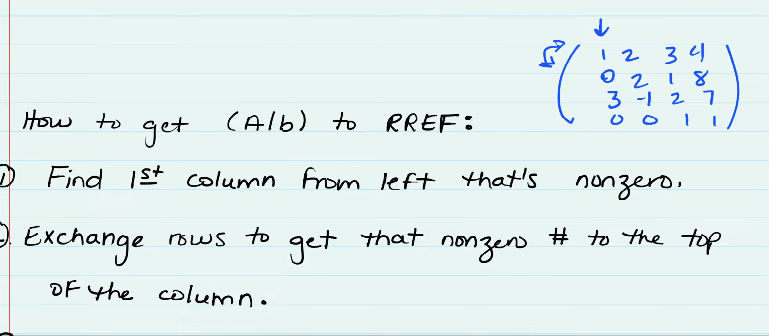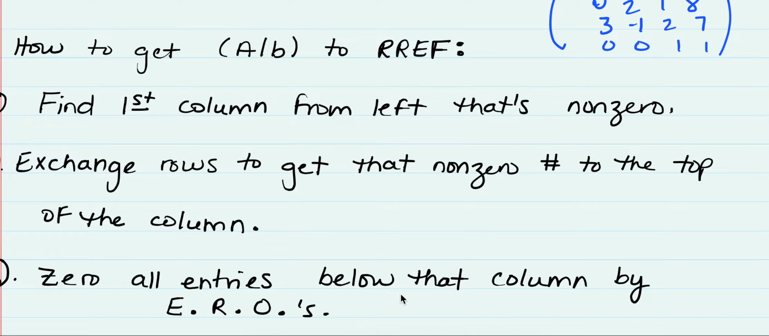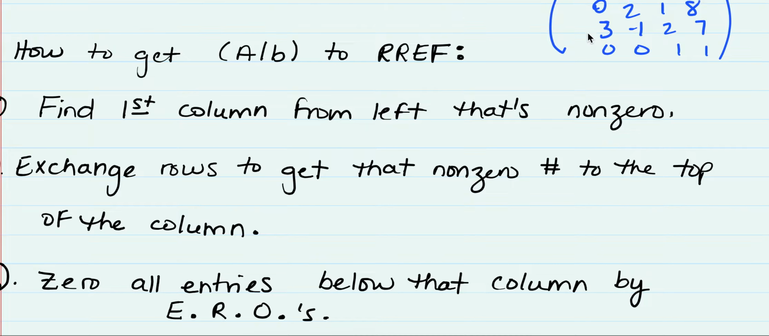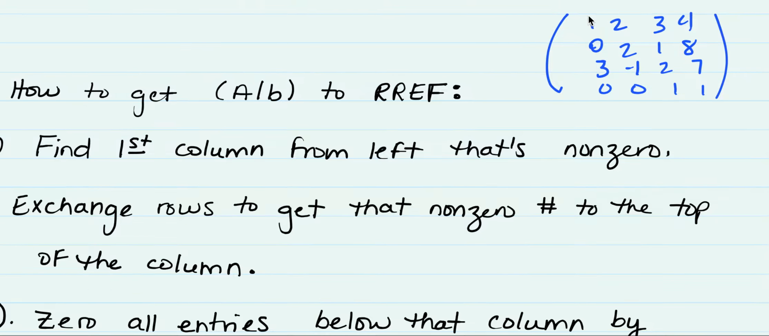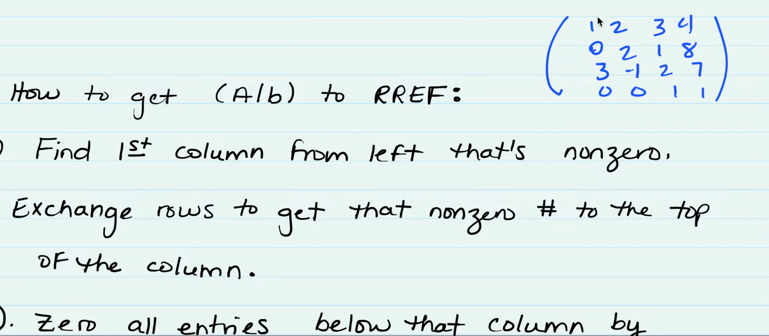So for this particular example, you see that I have a 3 here. I want to get rid of it. And to get rid of it, I would need to multiply this row by a -3 and add it to this row here. So that's what I mean by zeroing all entries below that column by elementary row operations. So that's the first thing you're going to do after you make the top entry non-zero. Okay?